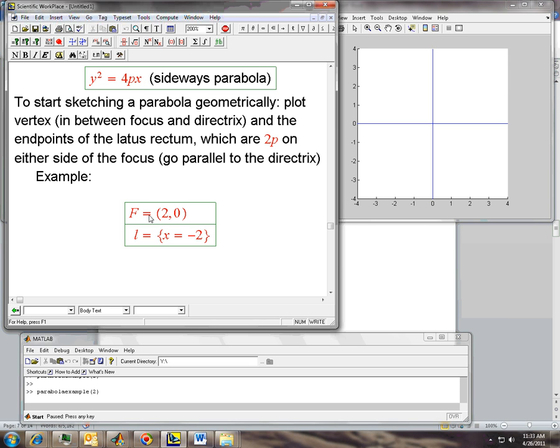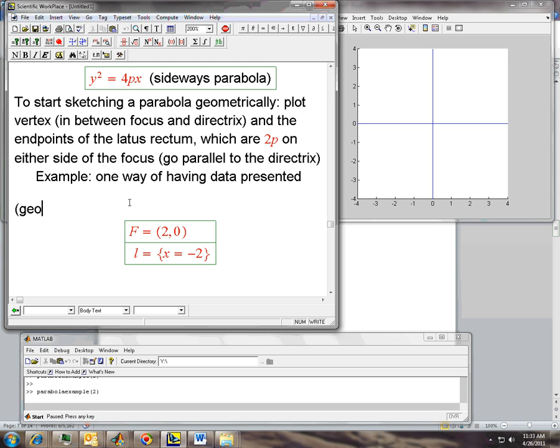So one example would be they give you the geometric information. The focus is at 2, 0. That's the information. And the directrix is the line x equals minus 2. These two have to be equal and opposite for the vertex to end up at the origin, although we're going to shift that later. So that would be one way of having the data presented. That's sort of geometrically. Okay. And I'll talk in a minute about how it might come algebraically.